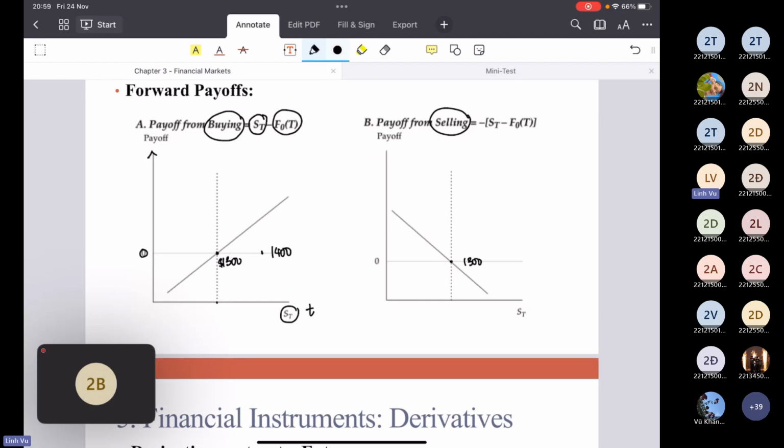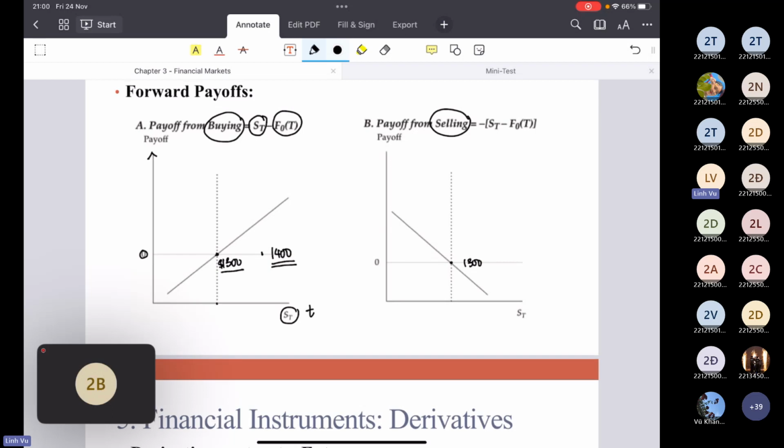So instead of going to the market and purchasing the asset at the price of $1,400, now they can go to the contract and buy the asset at a lower price. So obviously they are generating a gain or a profit in this case. And yeah, this is the profit. So this is a $100 profit, or this is the payoff to the buyer.